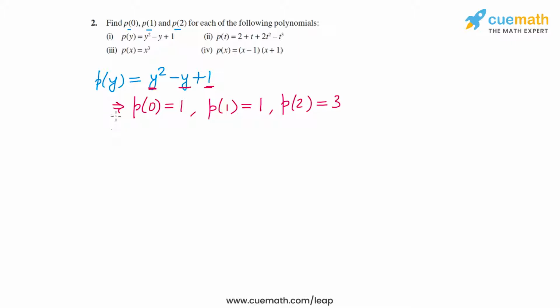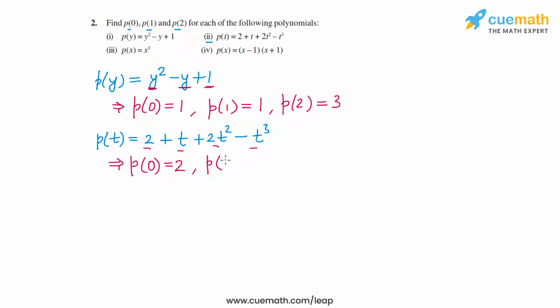Now let's calculate the same P0, P1, P2 for the second part, P of t. So P of t is equal to 2 plus t plus 2t square minus t cube. Let's find out P0, P1 and P2. P0 will be equal to 2, because t becomes 0, 2t square becomes 0 and minus t cube becomes 0. So P of 0 will be equal to 2. And whenever you have a polynomial with a number of terms involving the variable, and you substitute 0, then you can quickly write all of the terms involving the variable as 0. So only the constant term remains. So P of 0 is 2.